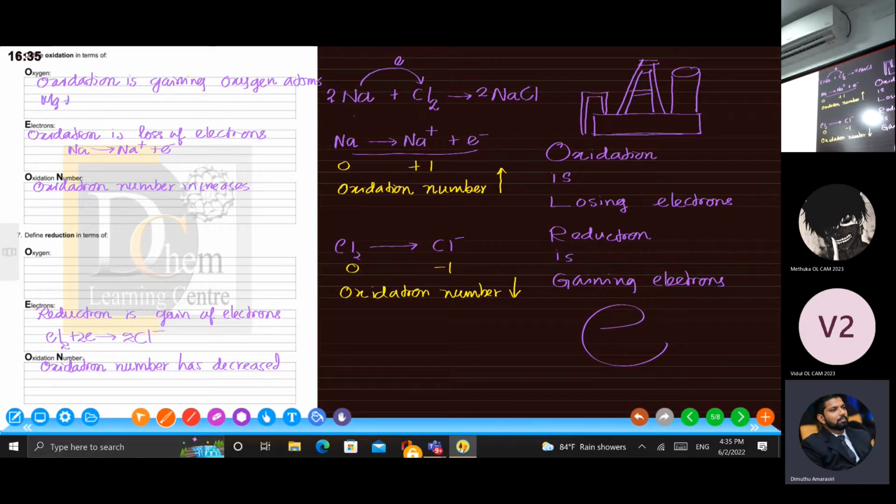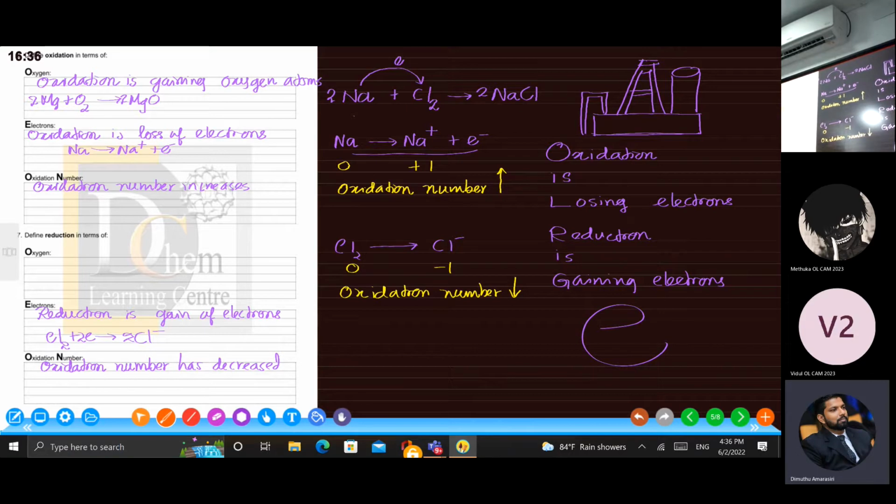Magnesium reacting with oxygen. So what has happened to magnesium? It has got oxygen. So magnesium has got oxidized. Remember, I'll always be using the passive tense for oxidation and reduction. I will say magnesium gets oxidized. You also get used to that.